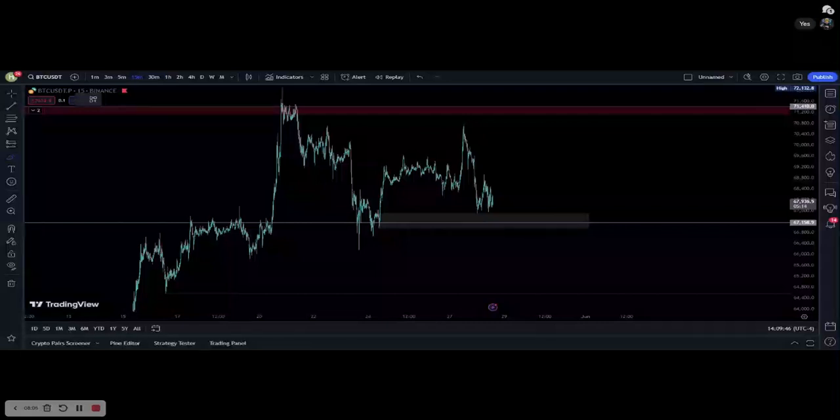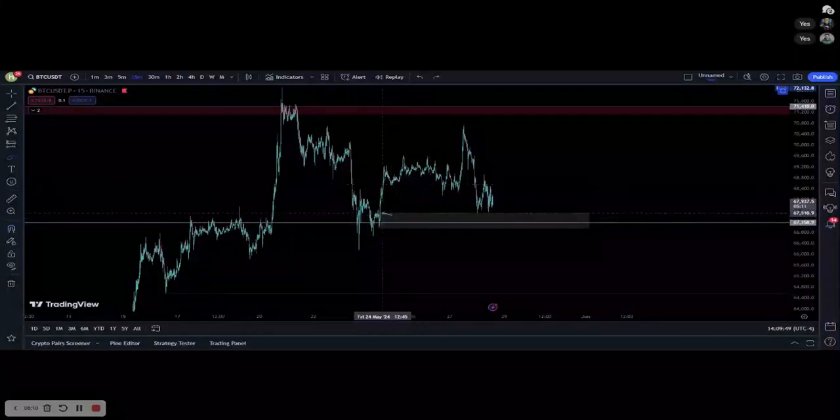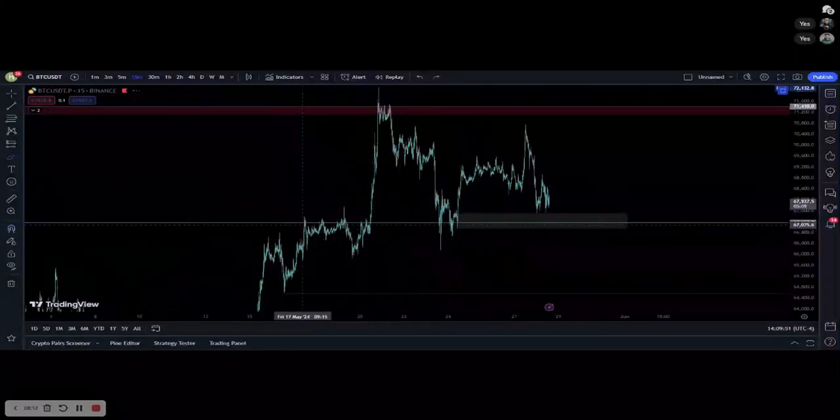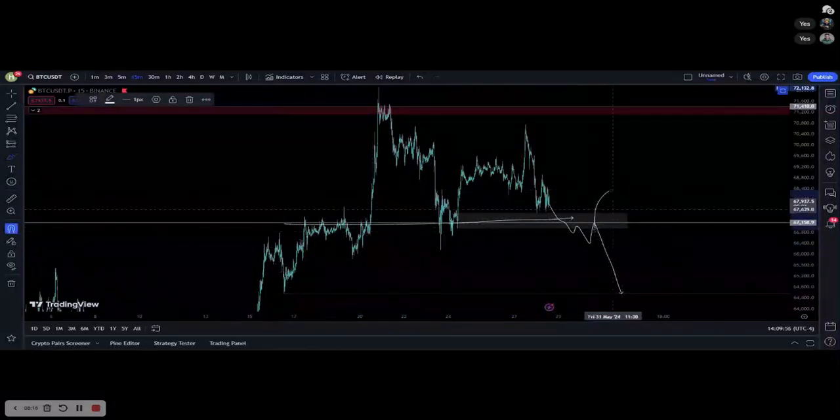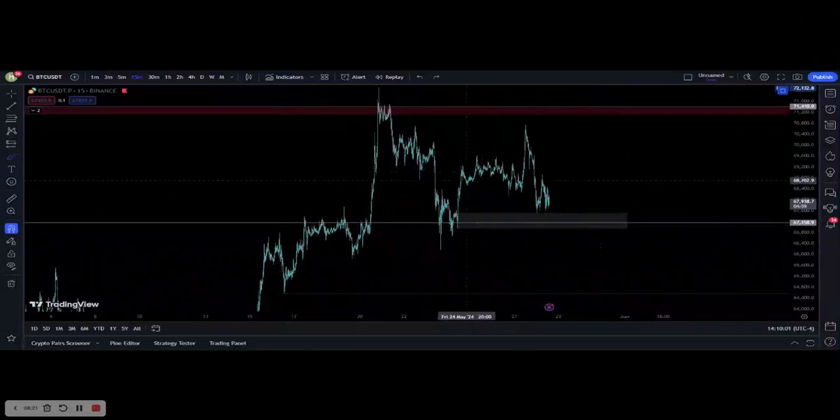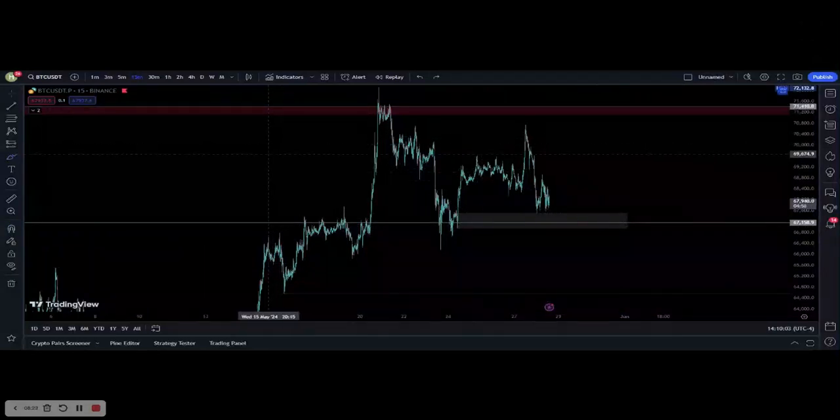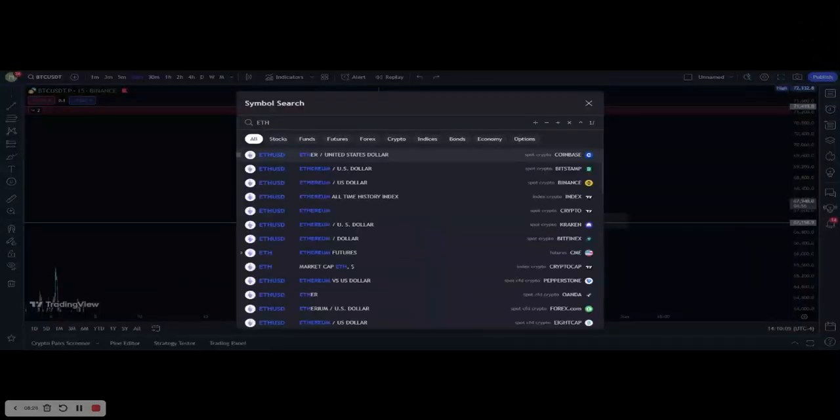All right, so as I was saying, this demand is going to be your main key level. Break below, short it towards 64K, right? This is going to be a trigger. After we break down, retest this level, and I will short it. Now let's get to Ethereum.